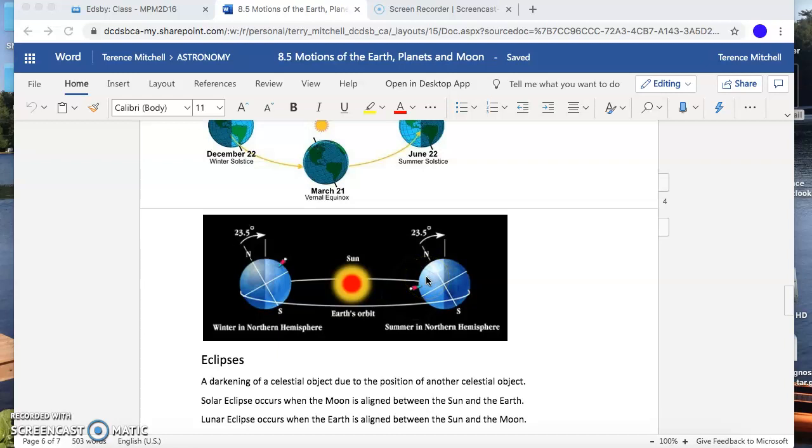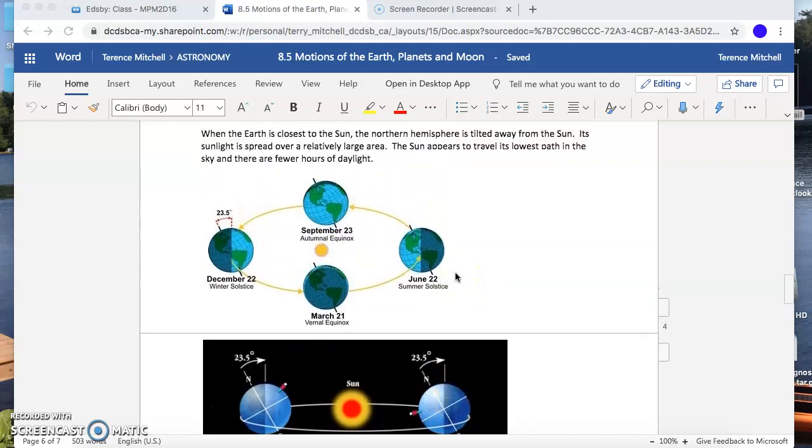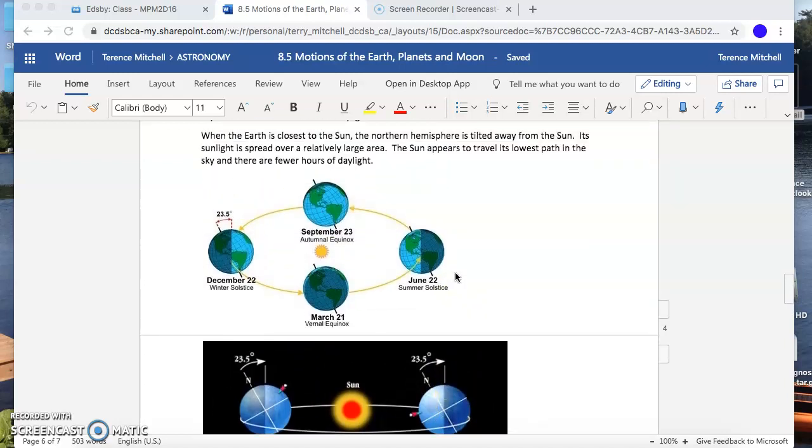The sun's energy and rays are focused in on Whitby, and it's nice and warm. Conversely, down here in the southern hemisphere in Australia, the Earth is tilted away from the sun, so it's their wintertime. Just backing up to this diagram here, you can see 4 different positions.